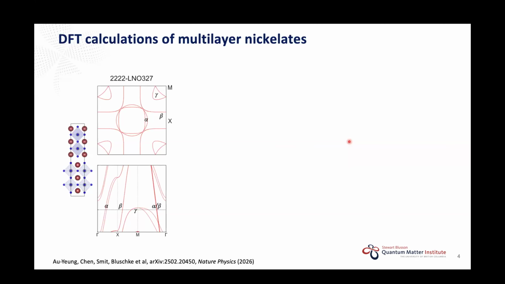Before I show you our RPES data, I want to first show what DFT predicts the band structure would be. This is a 2222 327 band structure calculation, a plain LDA calculation without U. Without U, we see the alpha pocket, the beta pocket, and the gamma pocket cross the Fermi level. But if I add, for example, 4 eV of U, this gamma band shifts below the Fermi level, and the pockets become slightly smaller to be stoichiometric.